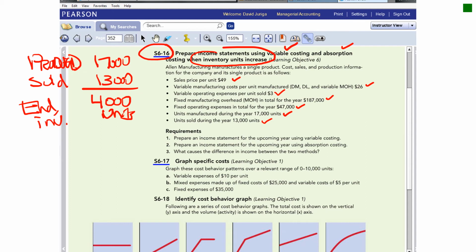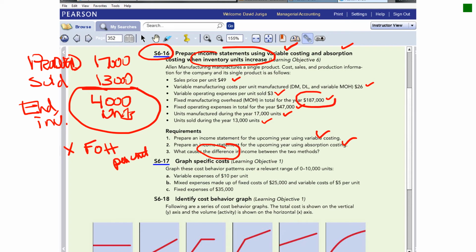I'll come back to that in the next slide because we're going to need that number to reconcile the two different net incomes that we're going to get, because we didn't sell everything. So we're going to set up the variable costing, the absorption costing, and then I'm going to show you how you can get the difference between the two net incomes. The difference will always be, in this case, the ending inventory multiplied by the fixed overhead cost per unit. The fixed overhead is given at $187,000, and you're going to have to divide that by what they produced, which was 17,000 units. That number will be the number you use to reconcile any differences.